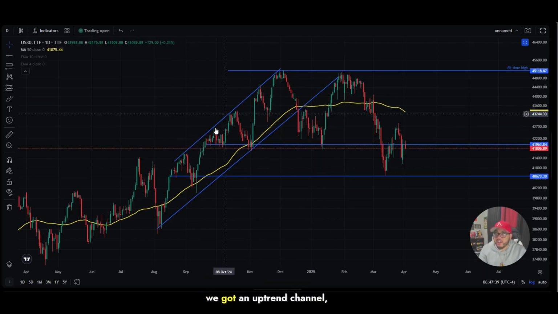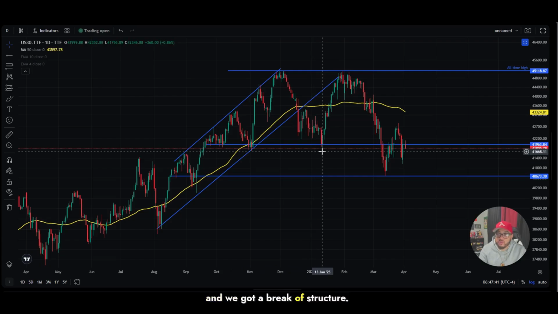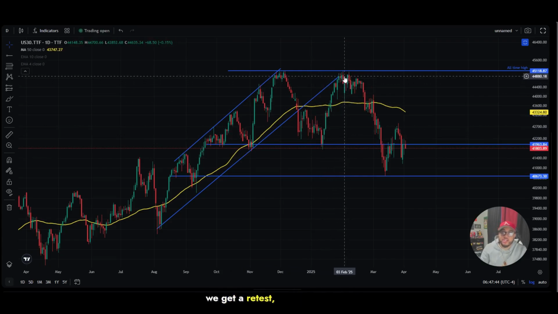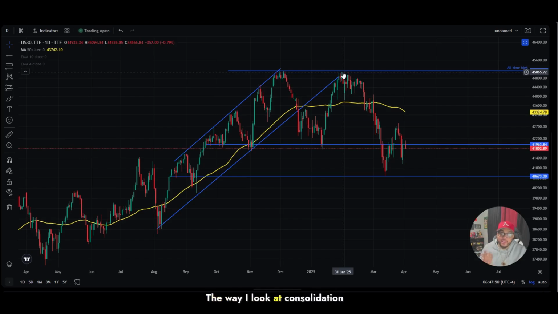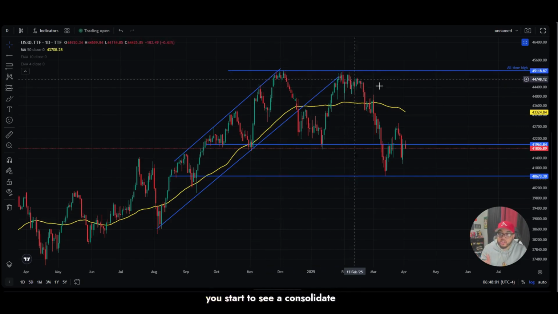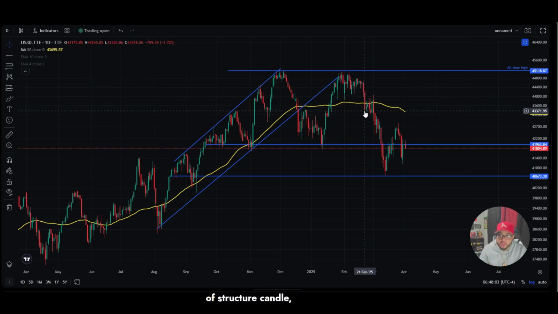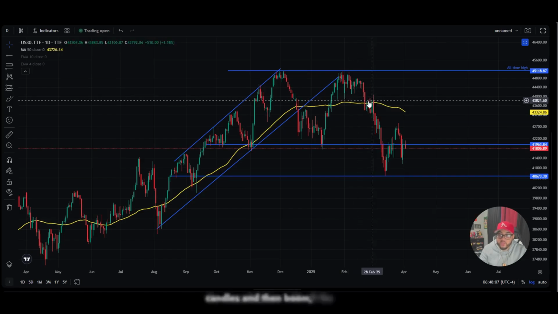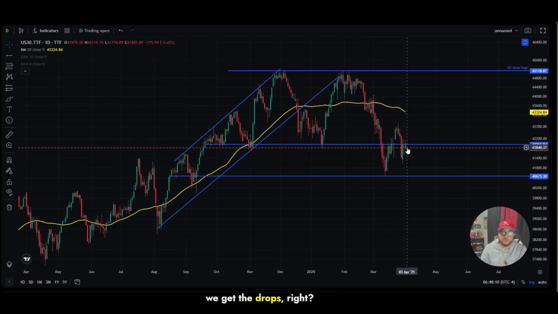So as you can see here, we got an uptrend channel, higher highs, higher lows, then we got a break of structure. And then not only do we get a retest, we got a retest at the all-time high. So if you were really aggressive there, you start to see some consolidation. The way I look at consolidation is kind of like momentum slowdown, right? The momentum is starting to slow down, whether going up or down. So not only is it consolidating, you start to see it consolidate right here. Then we get that break of structure candle. We get that retest, as you can see, the consolidation with all the candles. And then boom, we get the drops, right?